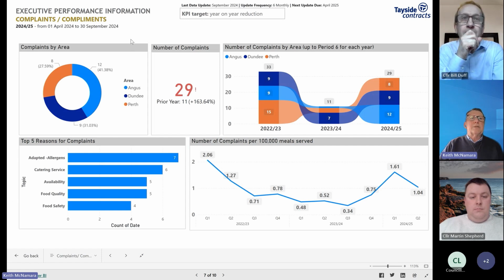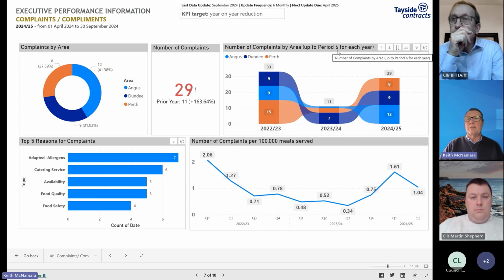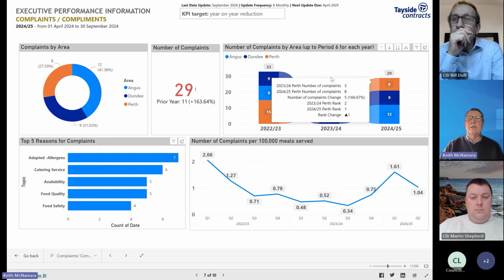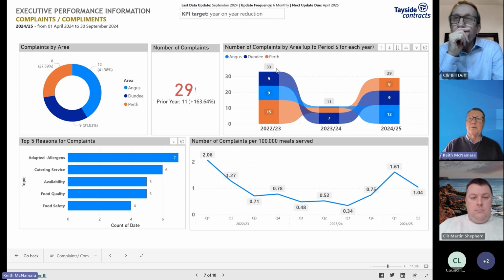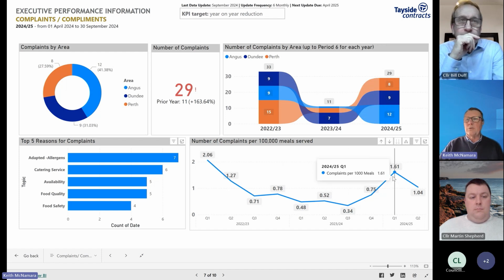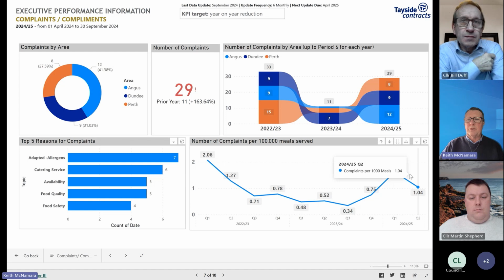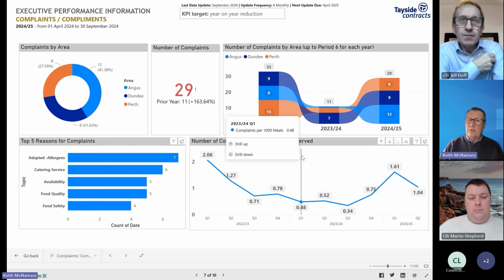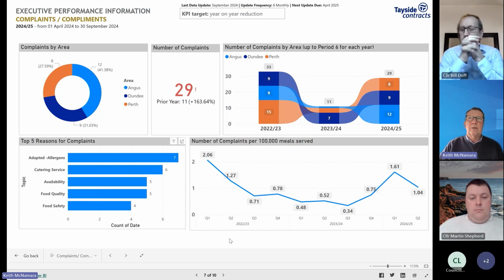Next one relates to complaints and compliments that we've received. Again, broken down in terms of the complaints by area, and by the type of complaints. Here's a model in terms of the number of complaints we've been receiving. That's up to period 6, so it's like for like. It's not that's 33 for the entirety of 22, 23 and 29 up to where we are now, which is near enough at the year end anyway. And also there's a progression chart tracking the number of complaints per 100,000 meals. So if that's on an upward trajectory, we know we've got a problem and we can take action around that.